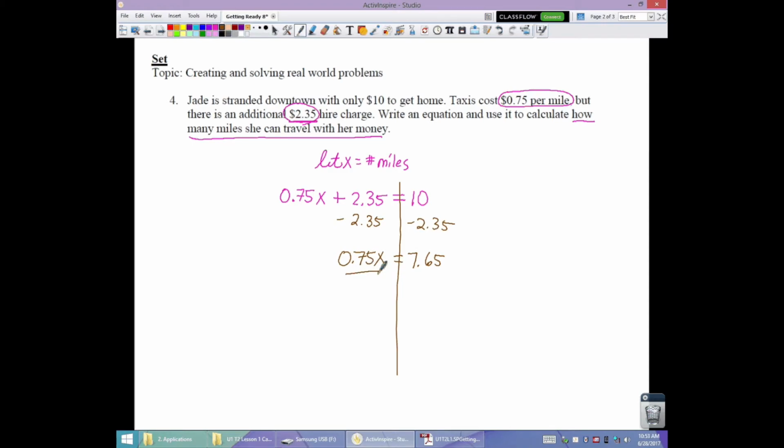If we divide both sides by 0.75, x is going to equal, now this probably will not come out perfectly the way you would imagine, but 7.65 divided by 0.75 is 10.2. So technically, I guess she could go 10.2 miles. If they charge only by whole miles, then another acceptable answer would be that she could only go 10 miles.